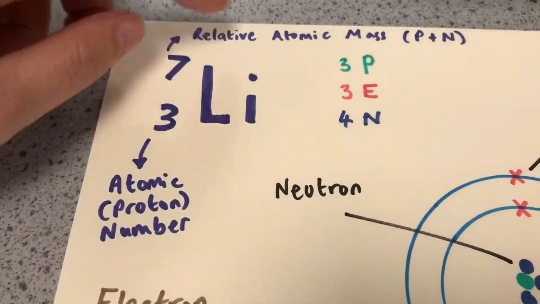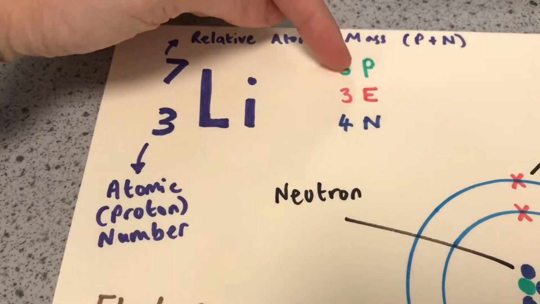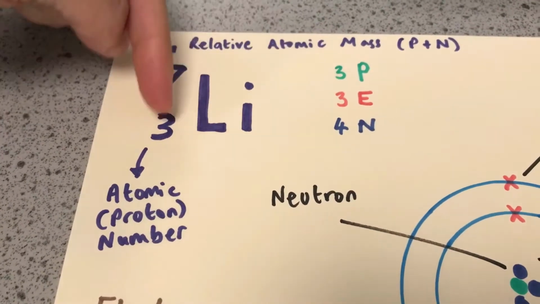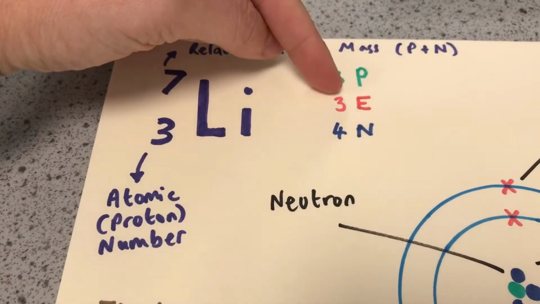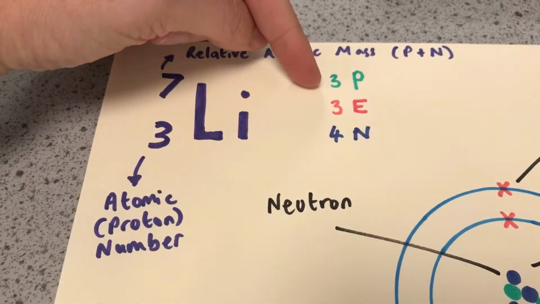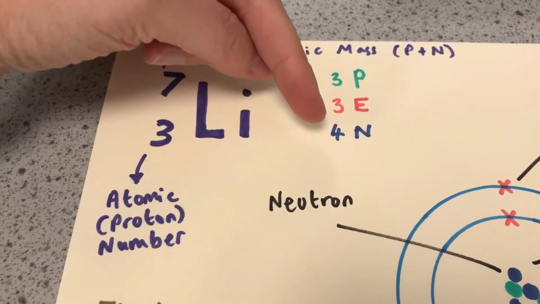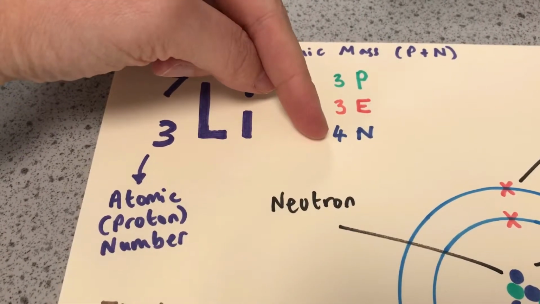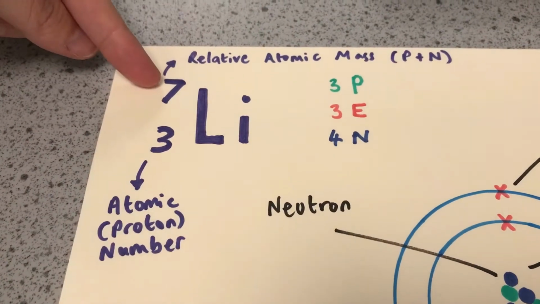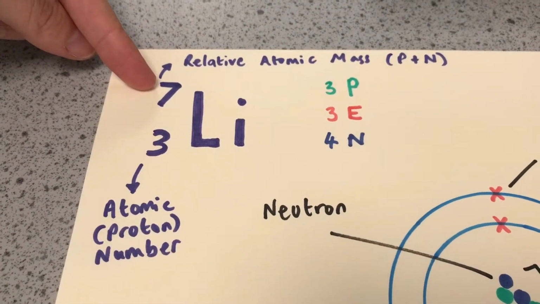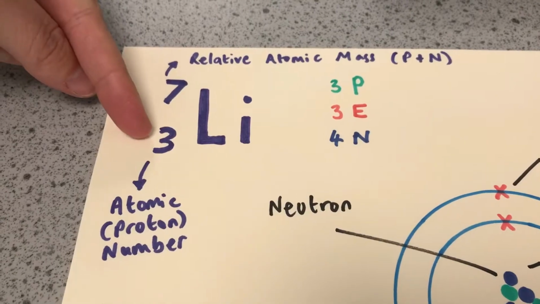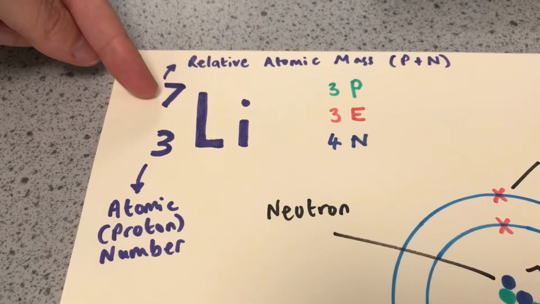So if we do a quick pen exercise on lithium, we can see there are 3 positive protons, because that's the proton number, 3 electrons, because atoms have the same number of protons and electrons, and 4 neutrons. And we got the neutron number by taking the relative atomic mass, which you know is protons plus neutrons, and taking away the protons from it, and that's how we got our 4 neutrons.